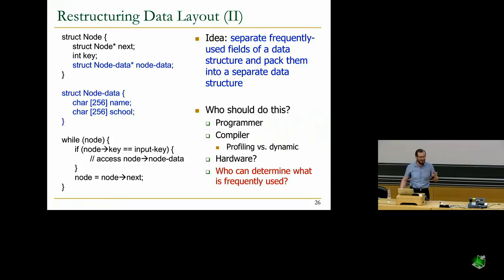Should the programmer do this? Should the compiler do this? And how should the compiler do this? Should the hardware do this? Basically, who can determine what is frequently used, and who can manage it well? If you know this at the programming level, you would definitely get better cache efficiency.